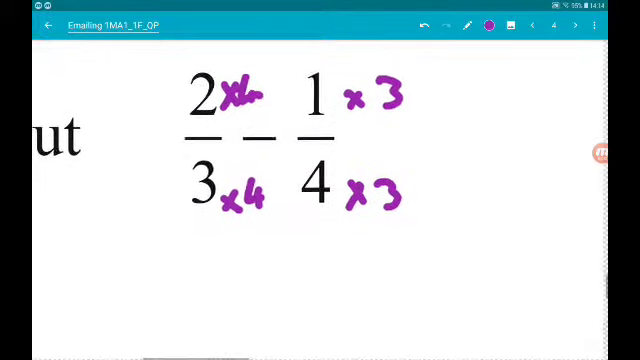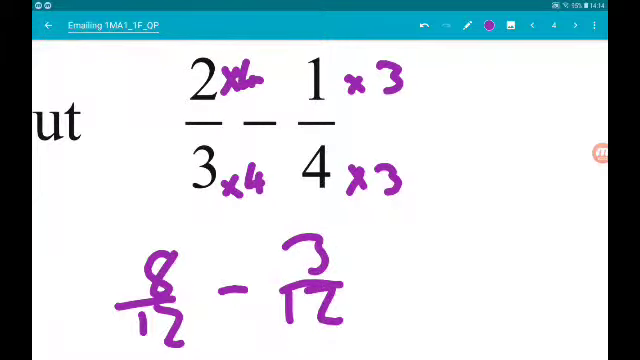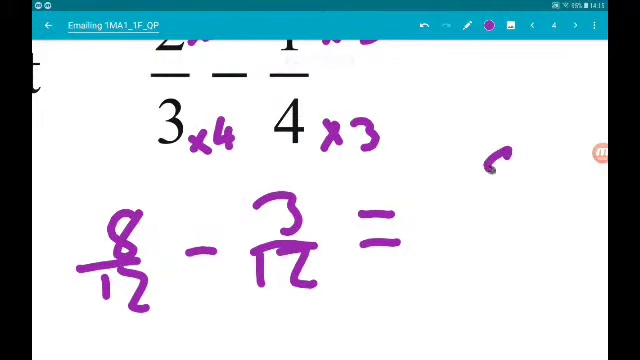So we're then going to get 8/12 minus 3/12. Now when you have the same number on the bottom, you just add or subtract across the top. So here we're going to get 5/12. Cool.